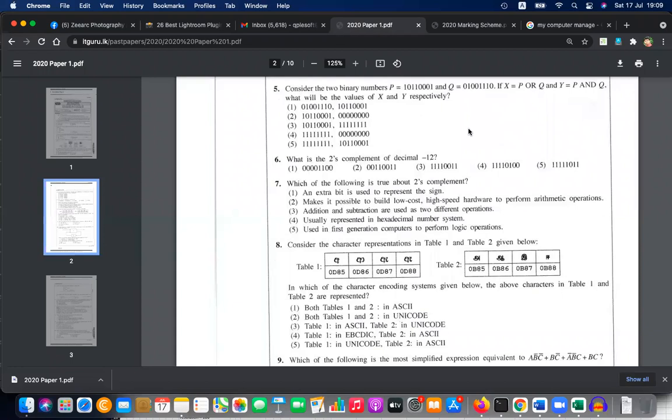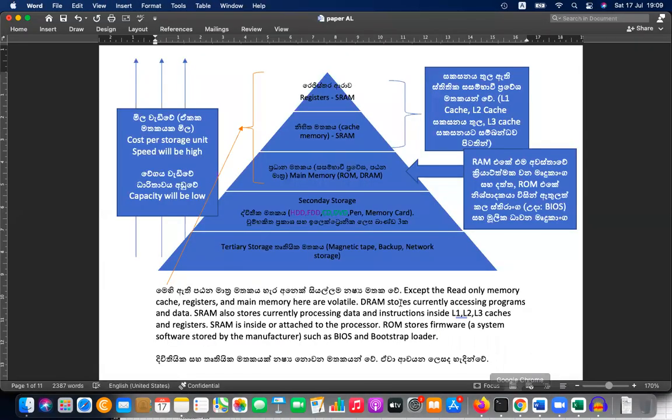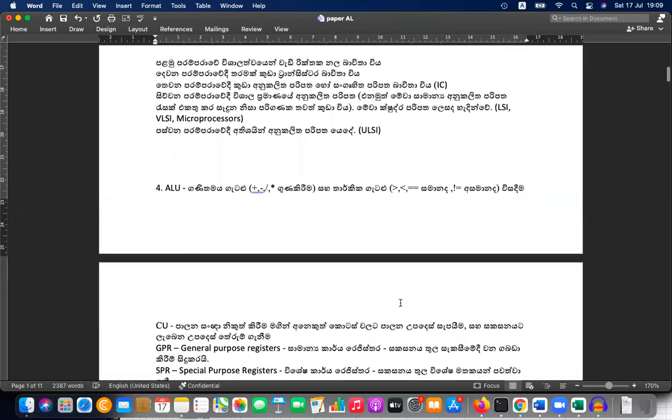Right, question number 5. Consider two binary numbers, P and Q. If X equals P or Q and Y equals P and Q, what are they asking about? Not bitwise operators. It's asking about the logic gates, the logical connectivity of these bits. You have P and Q, so let's write them.